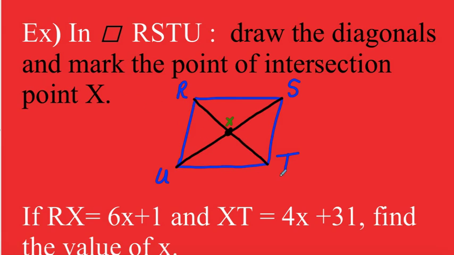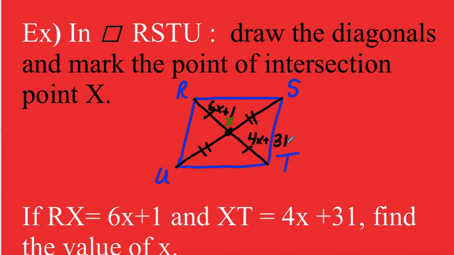If the diagonals bisect each other, that means that when they cut each other, they make RX and XT equal. That's bisecting. And it makes UX and XS congruent as well, which means that X is actually the midpoint of both US and RT. All right, so in this particular example, it says that RX is 6x plus 1, so I'm going to put 6x plus 1 here, and XT is 4x plus 31.